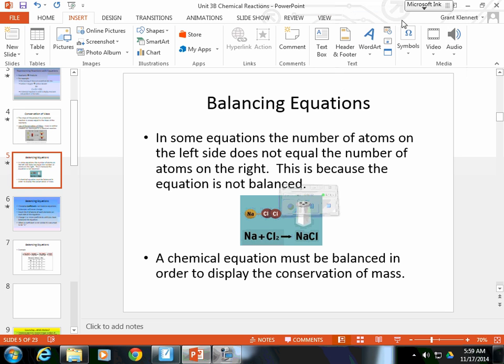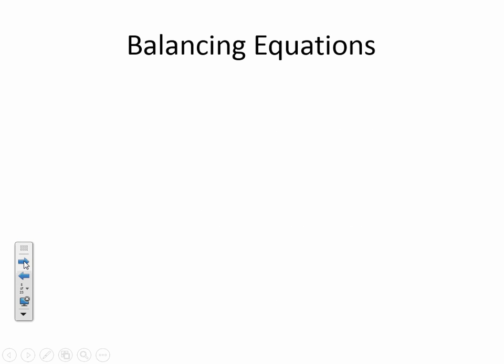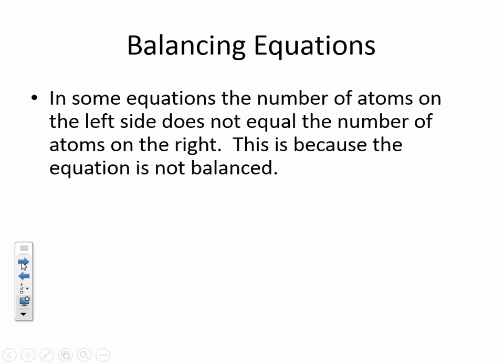All right, welcome to section 5.2. In section 5.2, we're going to focus on what we call balancing equations. And remember from 5.1, we talked about the conservation of mass must always be obeyed, which means that we must have the same number of atoms on the left side, or in the reactants, as we do on the right side, or the products.